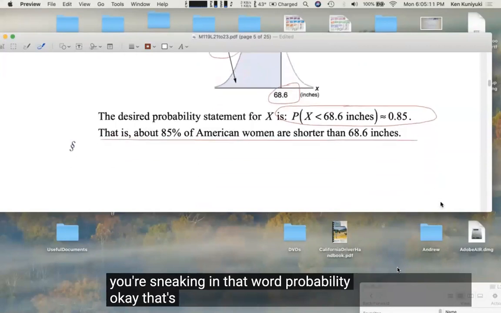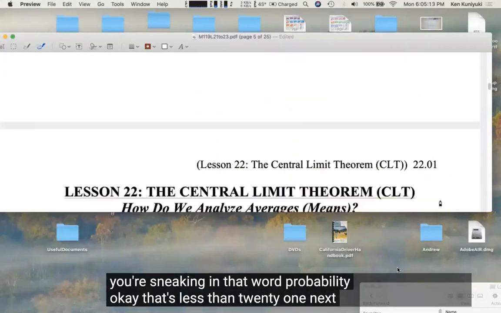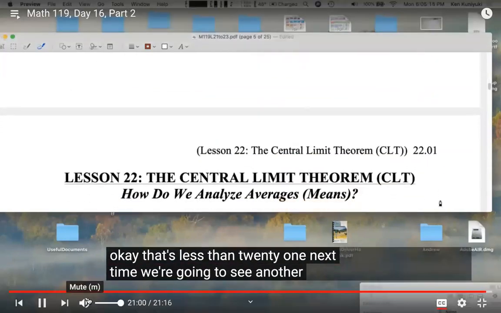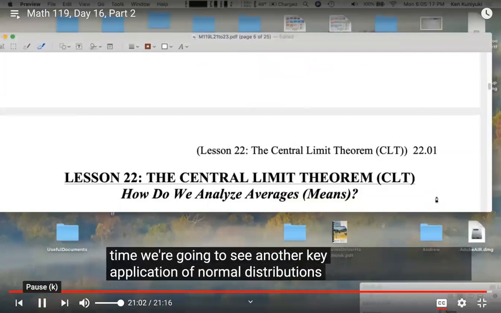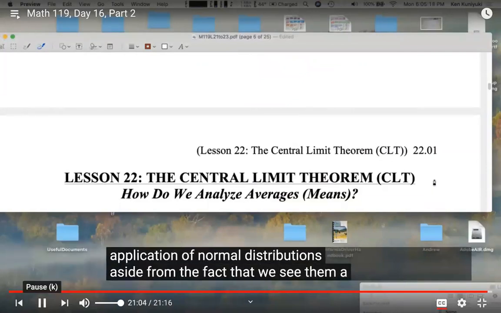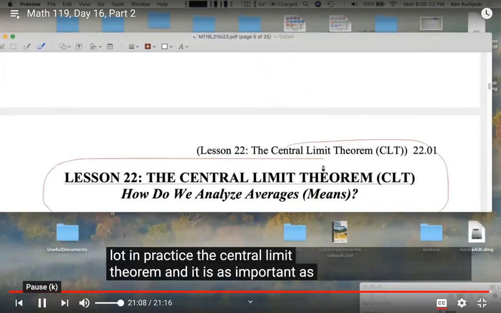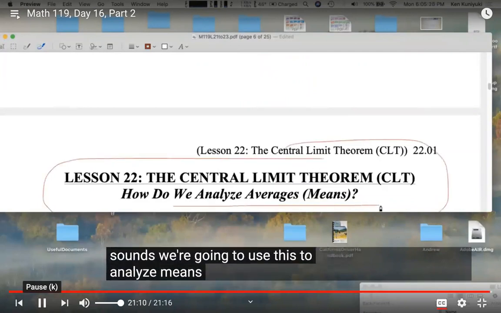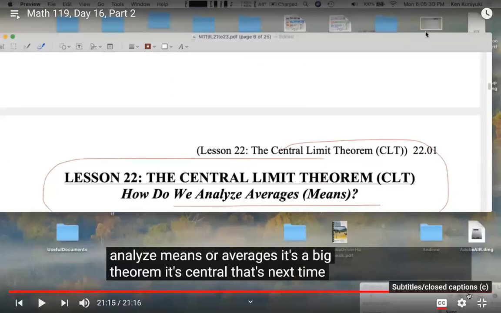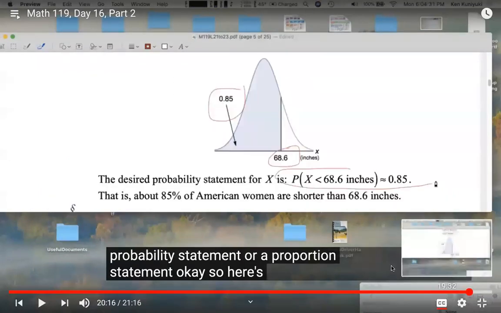Okay, that's lesson 21. Next time, we're going to see another key application of normal distributions, aside from the fact that we see them a lot in practice: the central limit theorem. And it is as important as it sounds. We're going to use this to analyze means or averages. It's a big theorem. It's central. That's next time.